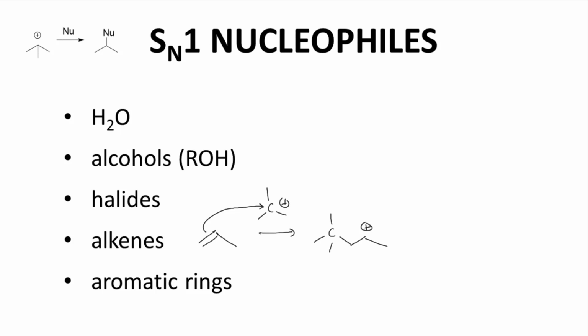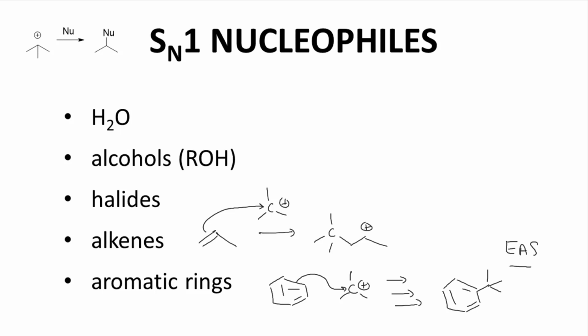The least reactive nucleophile for carbocations may be aromatic rings. The CC pi bond in the ring can attack the carbocation, and through multiple steps we will form a product that is an example of an electrophilic aromatic substitution. This is like a Friedel-Crafts reaction.